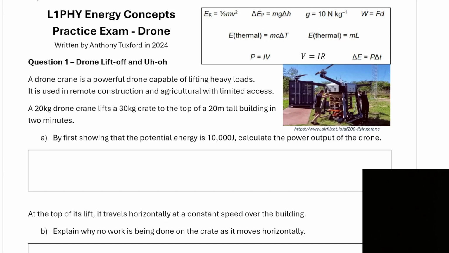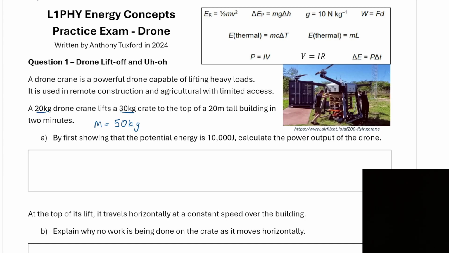Alright, so question 1, a drone crane. Wonderful. So it's going to go up and down. It's 20 kgs, but it lifts 30 kgs. So what would its total mass be? Well, its combined mass would be 50 kgs. So be on the lookout for if mass is separate or if it's combined.